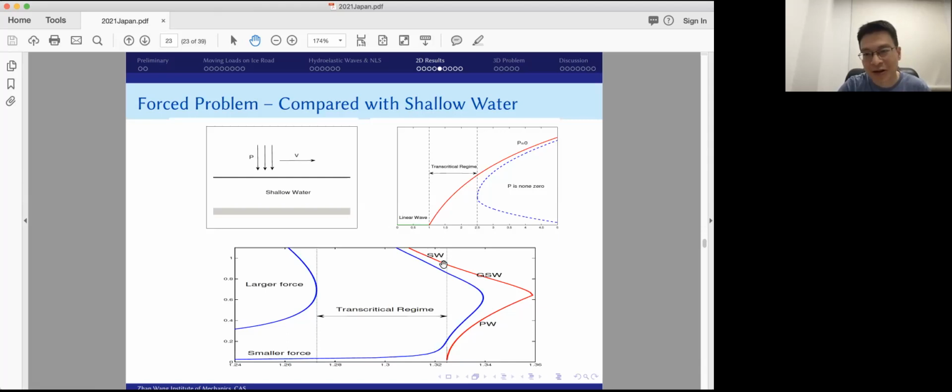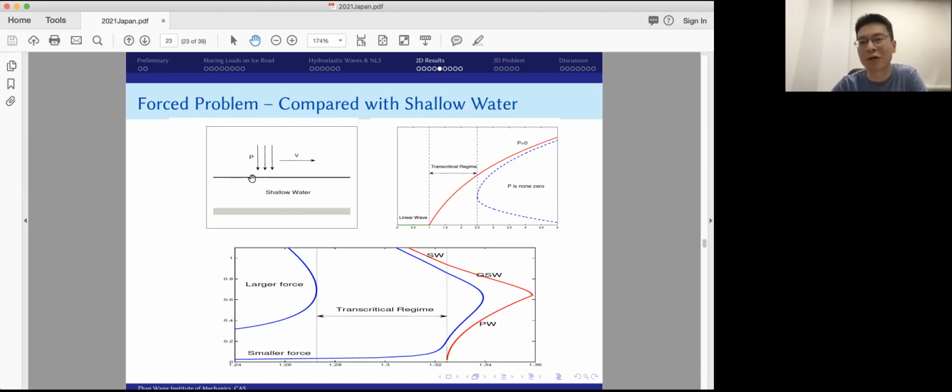So SW is the bright solitary wave, GSW is a generalized solitary wave, and PW is a periodic wave. The bifurcation without forcing is a curve in red. Speed is the horizontal coordinate, and the vertical coordinate is the amplitude. And now we add a forcing to the system. We want to see what's going to happen with forcing. And let's say something about a famous problem.